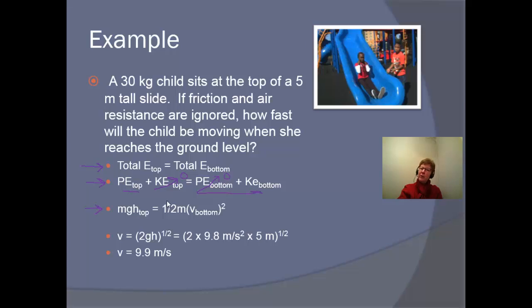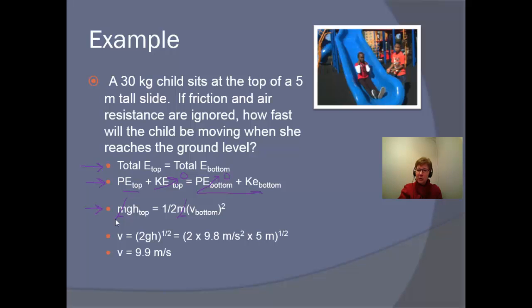Well, before we go further, let's look at one kind of neat thing that happens here. Notice on both sides of the equation, I've got mass. And this is the child's mass. It's the same variable on both sides of the equation. So again, another happy thing happens. I can cancel out the mass. Sort of a neat concept. It means that the speed this child has at the bottom of the slide is independent of her mass.